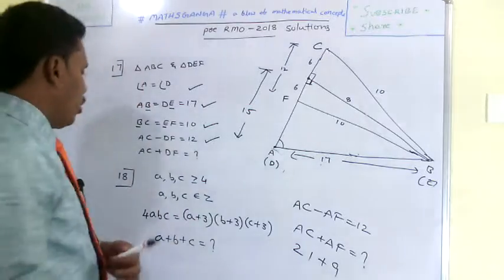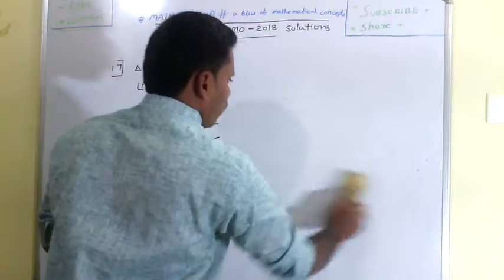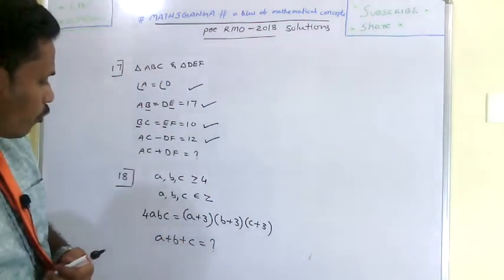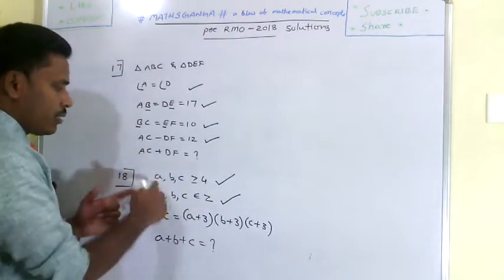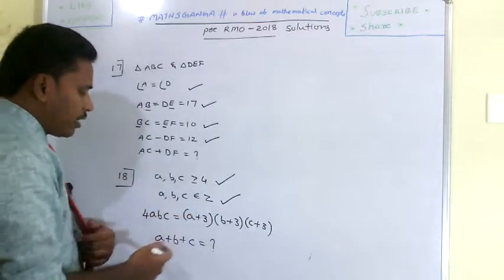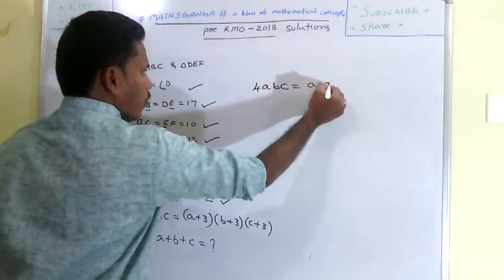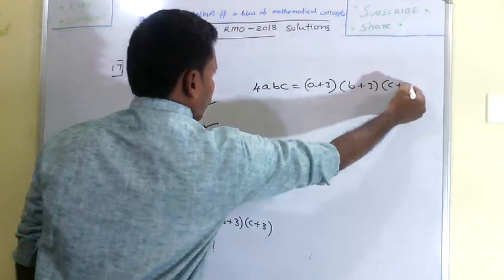Then coming to the 18th problem of RMO. The problem is usually number theory. A, B, C are given as greater than or equal to 4, and A, B, C are integers. Since they are greater than 4, they are integers, usually naturals. And they mentioned that 4ABC is equal to (A plus 3) into (B plus 3) into (C plus 3).